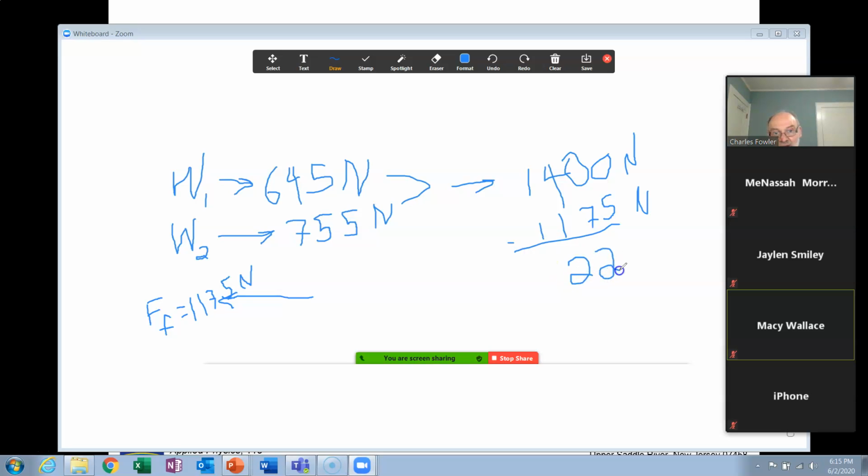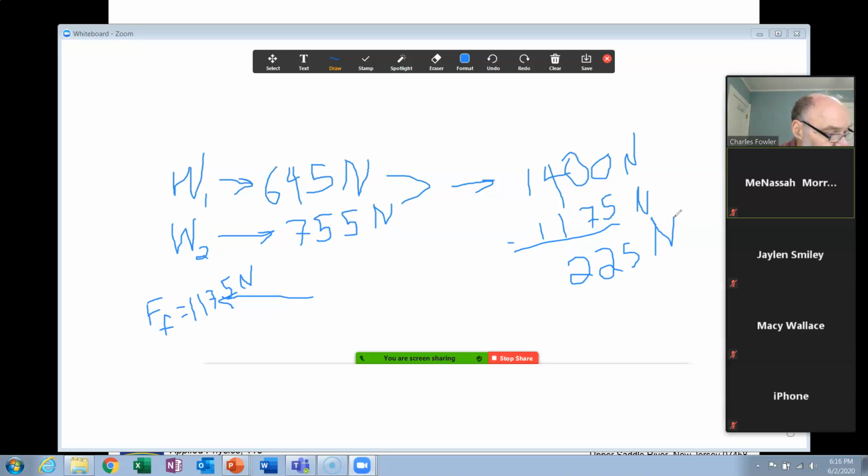And if I can do my subtraction right, I think that's going to come up 225 newtons. Is that what you got? So the net force, okay, the net force acting on this pallet is 225 newtons to the right, same direction that the workers were pushing.